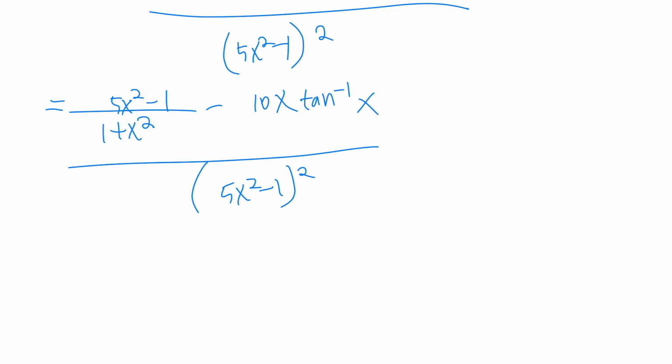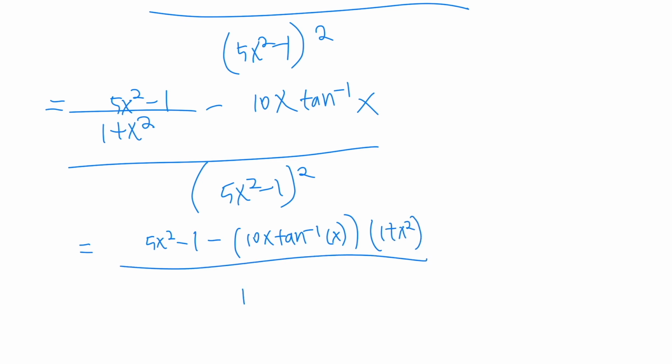So here I'm just going to combine the denominator. So 5x squared minus 1 minus 10x tangent inverse of x times 1 plus x squared, all over 1 plus x squared, but then we have this one on the bottom, right? So we're going to simplify this. So this will be our answer.